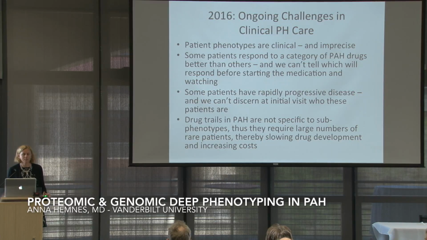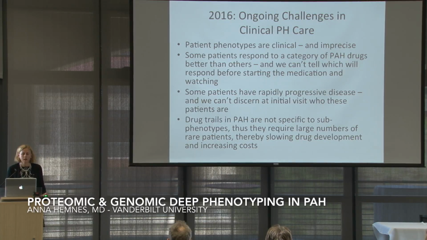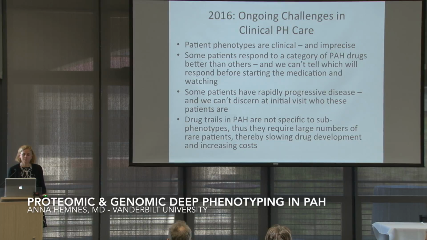So I think the main problem that I see is that patient phenotypes that we have based on the WHO criteria are clinical, and they're imprecise. They're based on hemodynamics, on radiographic features that are really, unfortunately, imprecise, despite the tremendous improvements that we have. Another frustration that I have is that some patients respond to a category of PAH-directed drugs better than others, and we can't tell before starting the medication who is going to respond to which medication.